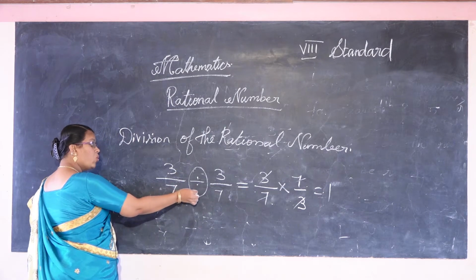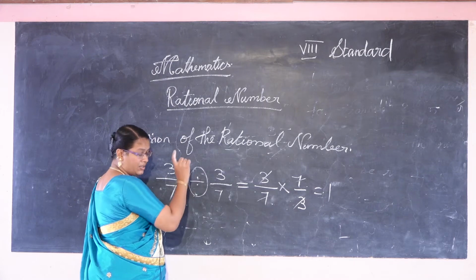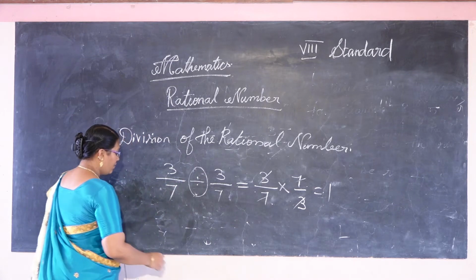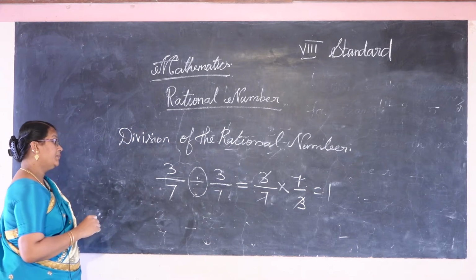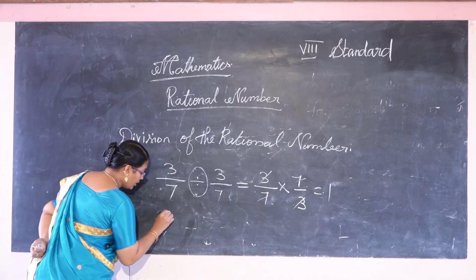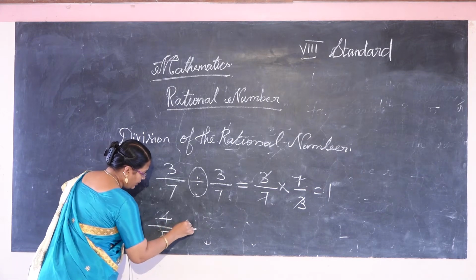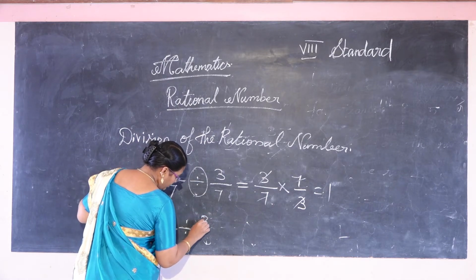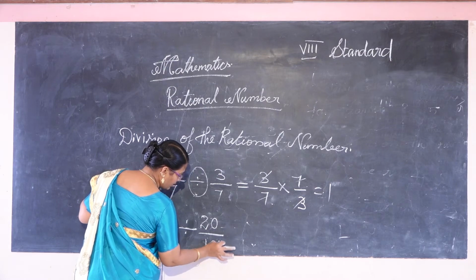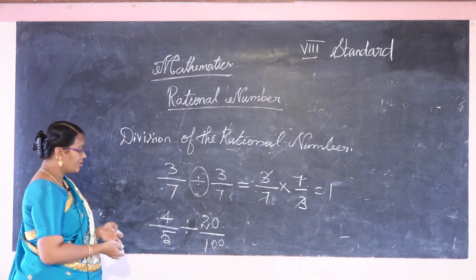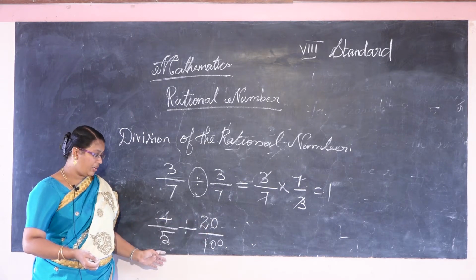In this place most of the students make mistakes, so avoid this mistake. Where will we move next? Example for division of rational numbers: 4 by 5 divided by 20 by 100. For example, we have considered both as different fractions, that means unlike fractions.